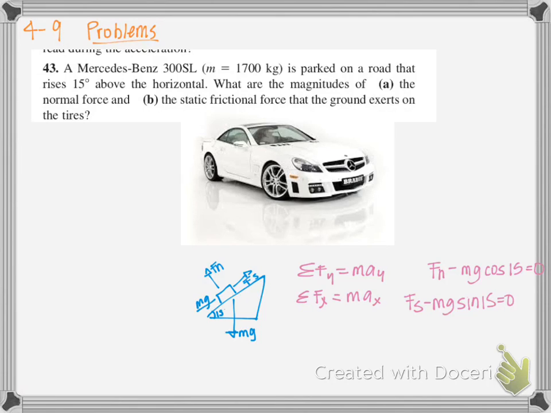So my normal force, which is on the y, minus my mass times gravity times cosine 15, will be equal to 0. And on the x, it's my static frictional force minus my mass times gravity times sine 15 will be equal to 0. Now you just move everything to the right side to find your normal force and your static frictional force. I'll do the static frictional force as an example, and it will give you that your static frictional force will be equal to 4,300 newtons.